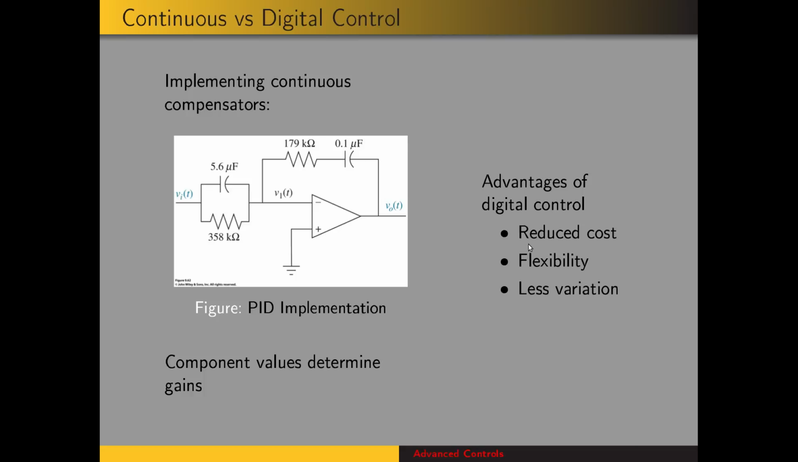One being reduced cost, meaning that a computer can provide a compensation for multiple systems. So out of one computer you can get many controllers. Flexibility, in that changing the gain value for a compensator just requires a change in code rather than swapping out components. And less variation. With a digital control system, we wouldn't have to worry about component tolerances or thermal characteristics.